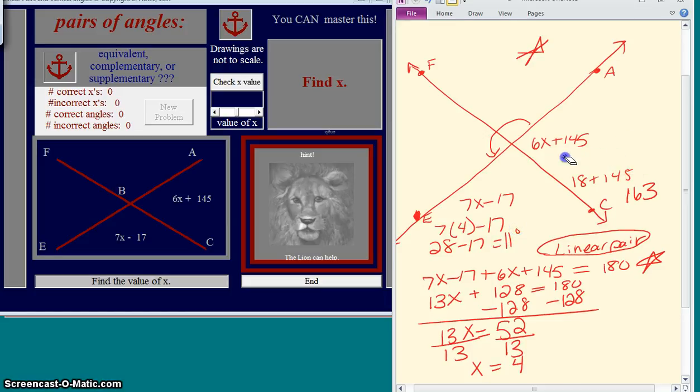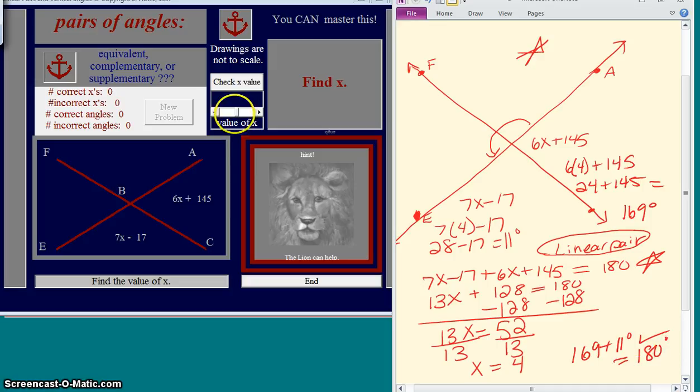And let's fix this one. 6 times 4 plus 145. So 24 plus 145 equals, the measure of that angle better be 179, or else we won't have a supplementary pair. Sorry, 169 it is. 169 plus 11 is 180. So that's been checked because those two equal 180 degrees.